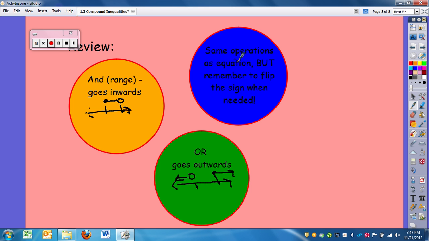Same operations as equations, but just remember again to flip the sign when needed, so when you multiply by a negative and when you divide by a negative.